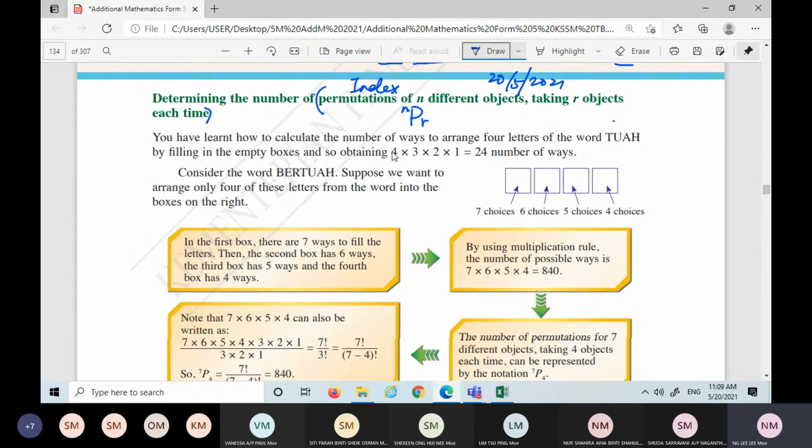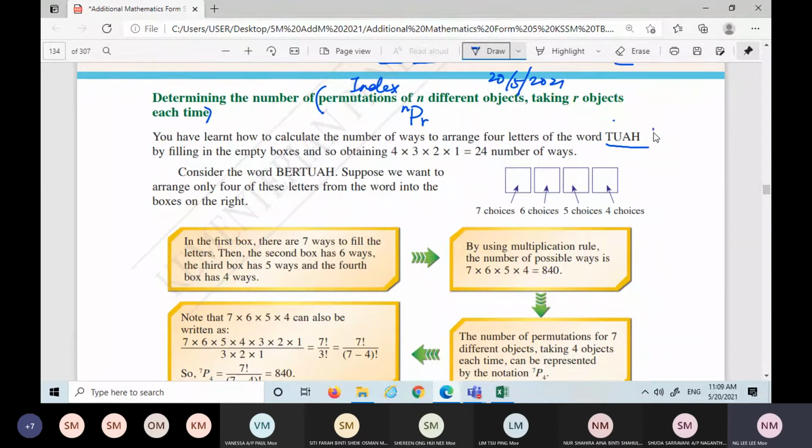We look at this example. This one you have learned previously. You arrange these 4 alphabets. Given 4 alphabets, you arrange these 4 alphabets. So this is nPn, or in this case 4 alphabets, so it's 4P4, the same as 4 factorial. Now you have another word, but altogether it is 7 alphabets. But we only want to choose 4.